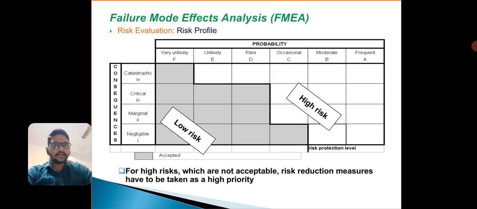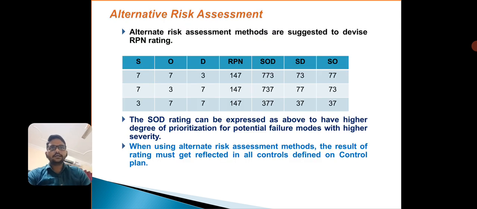Next is high risk, which means the risk profile. For high risk, which is not suitable, risk reduction measures have to be taken as high priority. An alternative risk assessment method is suggested below, that is RPN rating. First is RPN, next is SOD rating. For example, severity is 7, occurrence is 7 and detection is 3.